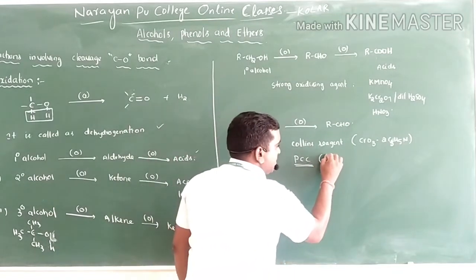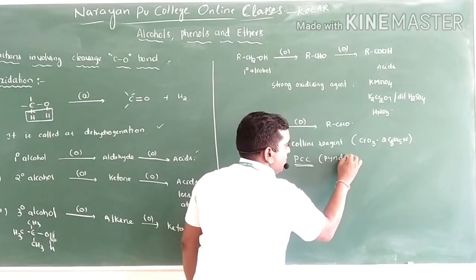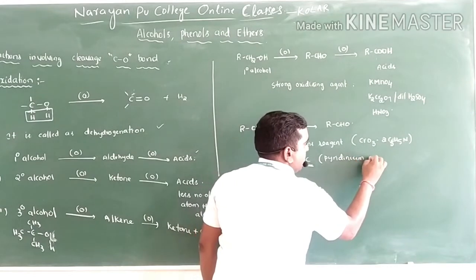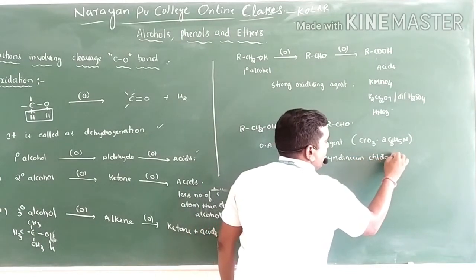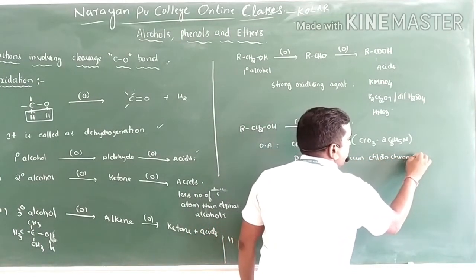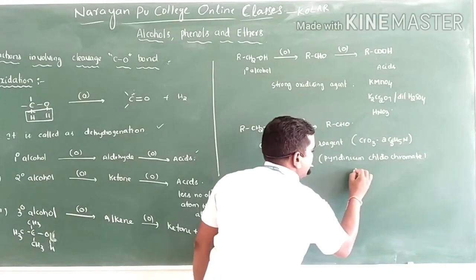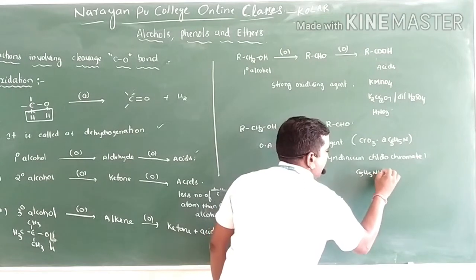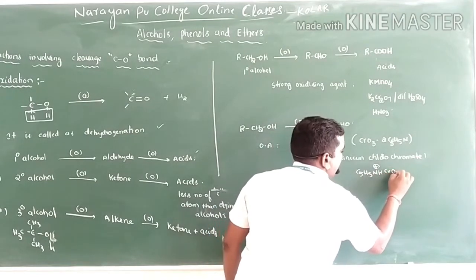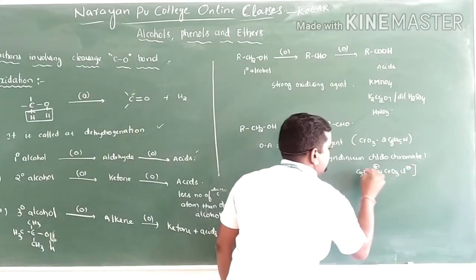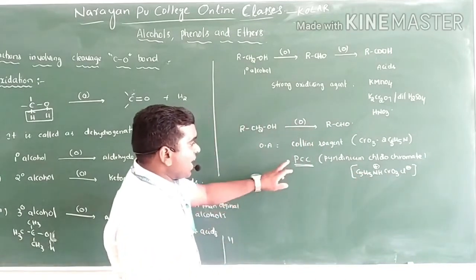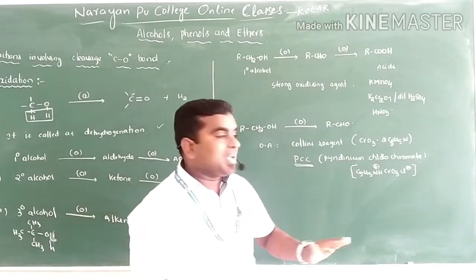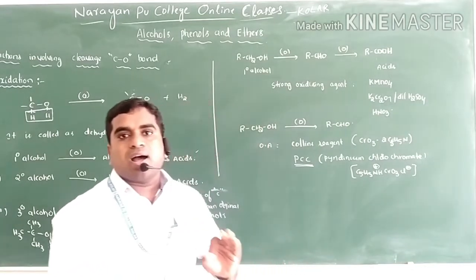What is PCC? It means pyridinium chlorochromate. What is it? It is a complex of pyridinium, C5H5NH plus, with CrO3Cl minus. This is the pyridinium complex, and it will also not affect the double bonds in the alcohols.